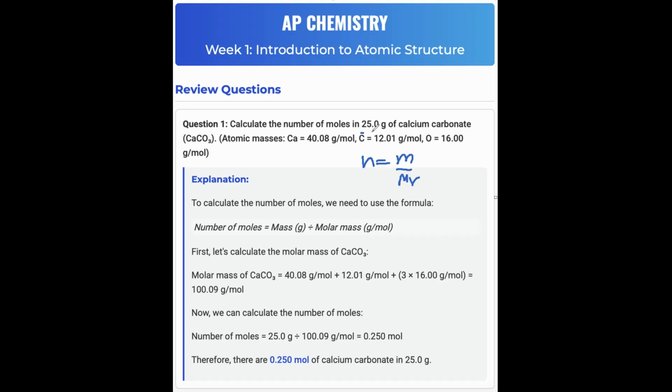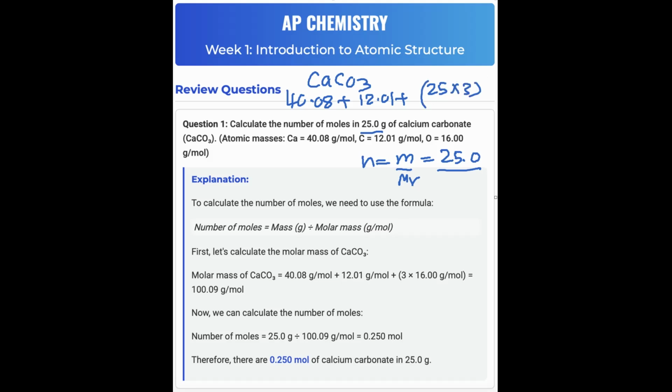Is the mass given? Yes. Mass is given, it is equal to 25 grams. And the molar mass has to be found for calcium carbonate by the addition of all the atomic masses of the different atoms. So calcium is 40.08, carbon is 12.00, and oxygen is 16 multiplied by 3.